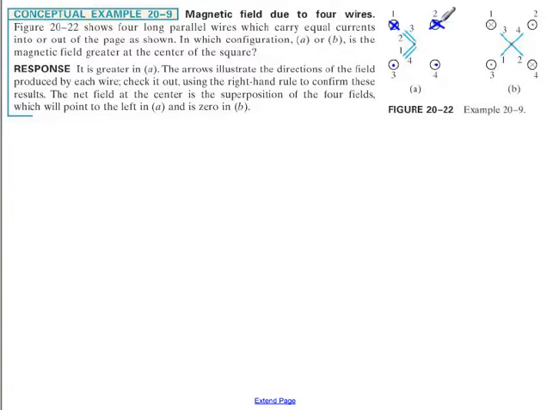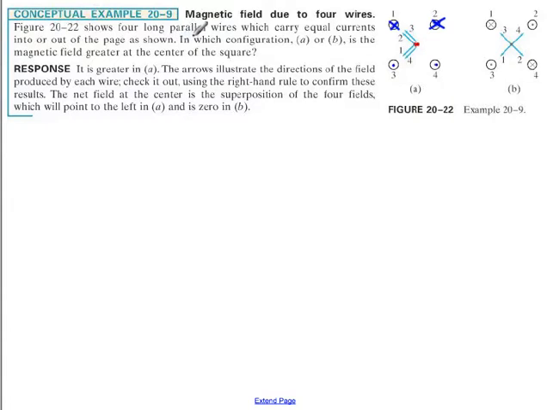That's supposed to be an X. And it says consider the field right in the center of that square configuration. So we're supposed to think about the field right here. And you could use the right-hand rule to check these little guys.